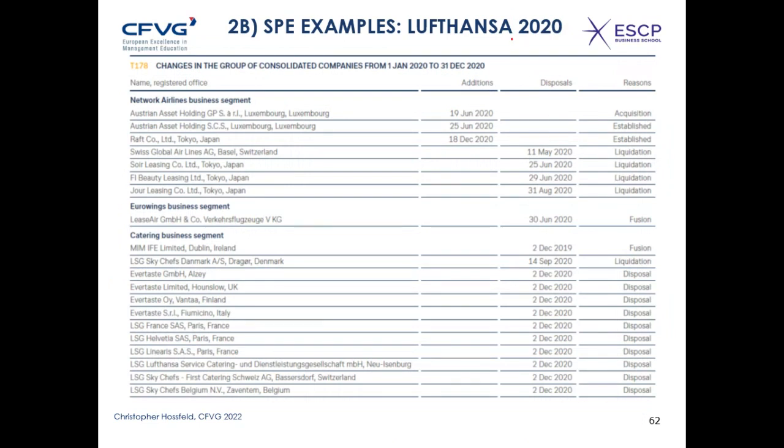So you see they do this quite often. In 2020, because it was not a normal year, they do this much less often. And you see there are more selling things because they know they have to reduce in size. And therefore here they are selling some aircraft, for example, and also some other assets related to the catering business.